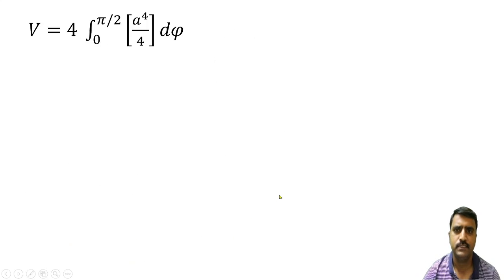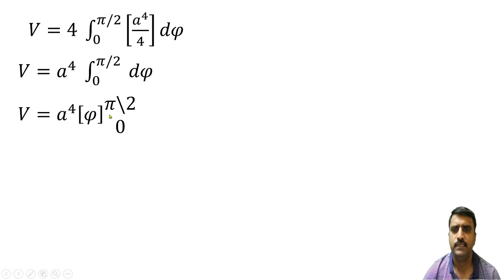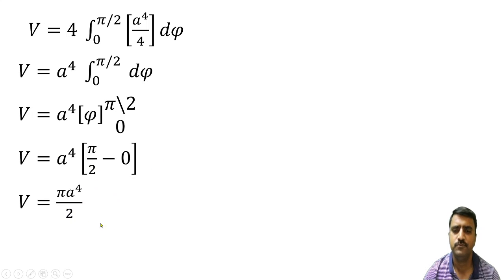So next integration is with respect to phi. The integration of d phi is phi, with limits 0 to pi by 2. Applying the limit, pi by 2 minus 0. So it becomes pi into a to the power 4 by 2. That is the volume above the xy plane.